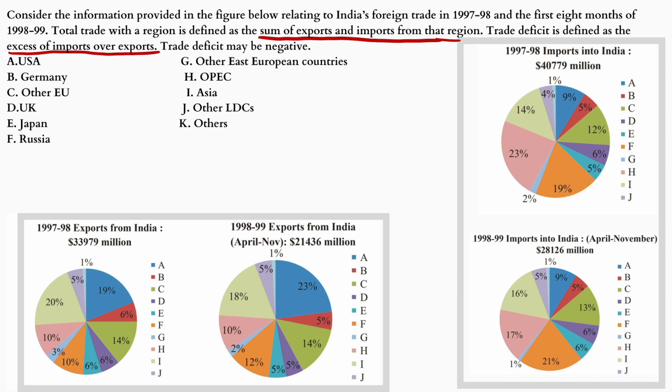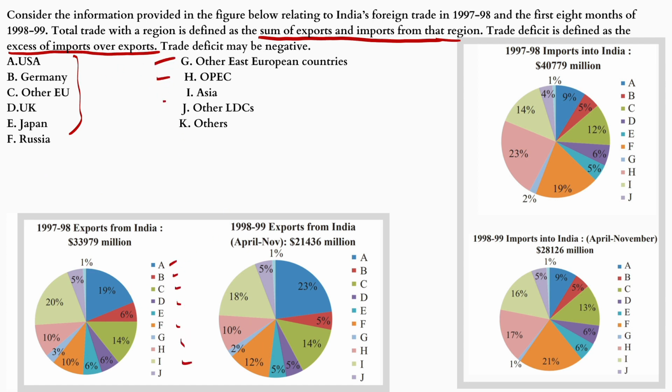Whenever a nation is importing more than exports, when it's importing more than exporting, then that country is in trade deficit. So the balance sheet won't be surplus, won't be balanced in that case. So here trade deficit may be negative, and USA, Germany, other EU countries, UK, all the countries are there. They are represented with some alphabet.